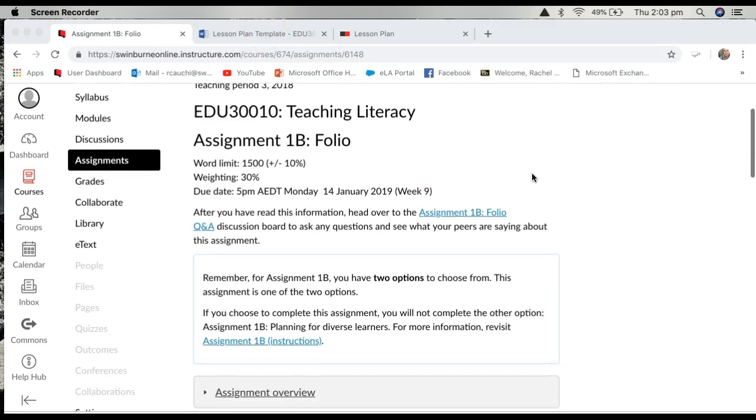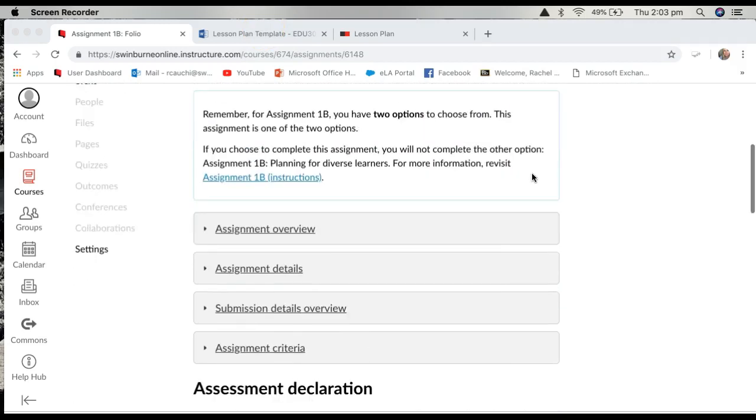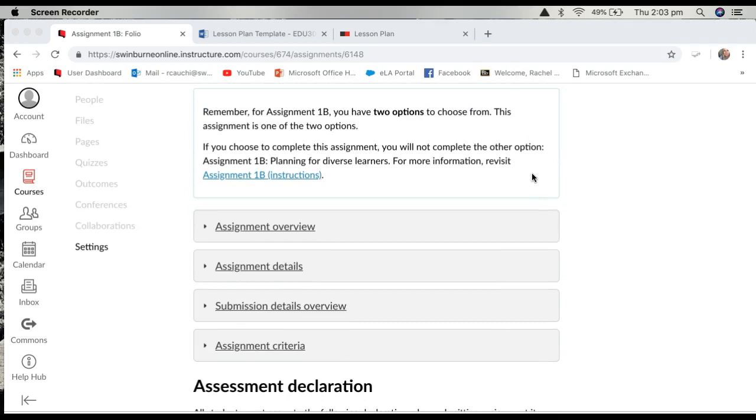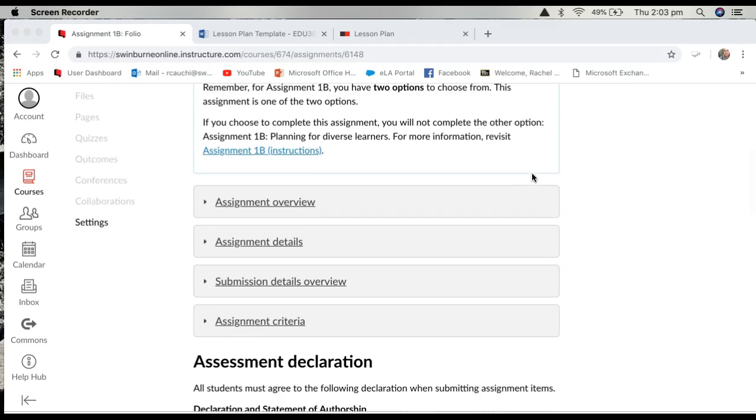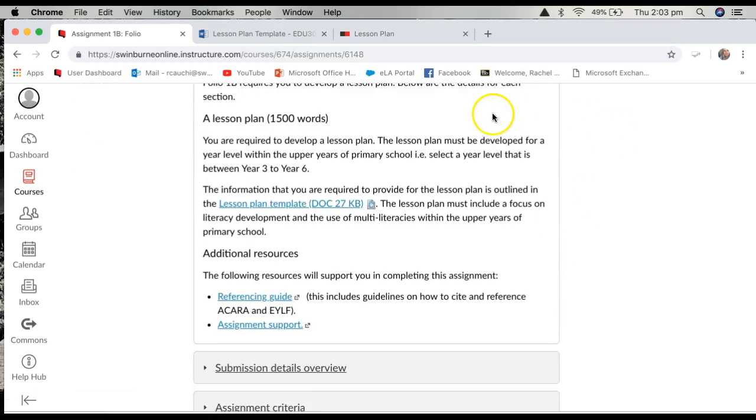So as you scroll down the assessment details, you'll find that, of course, you've got two options again. So the other one is the other A1B, which is planning for diverse learners, which I'm also going to make a flip collab about, and this folio. So if we click into assessment details, it tells us that we have the 1,500 words to play around with for this lesson plan.